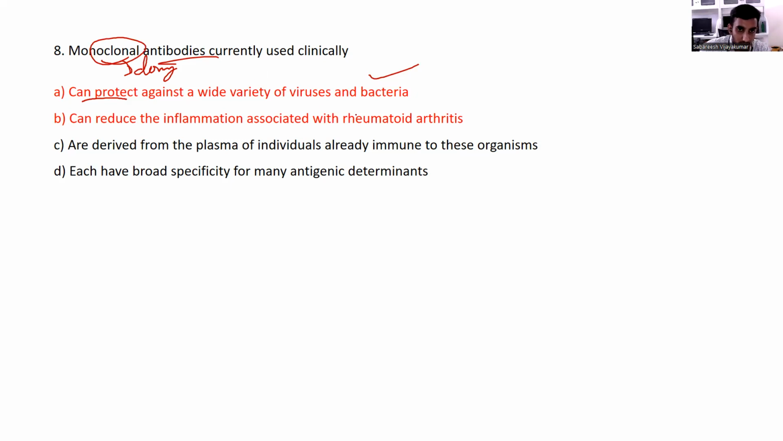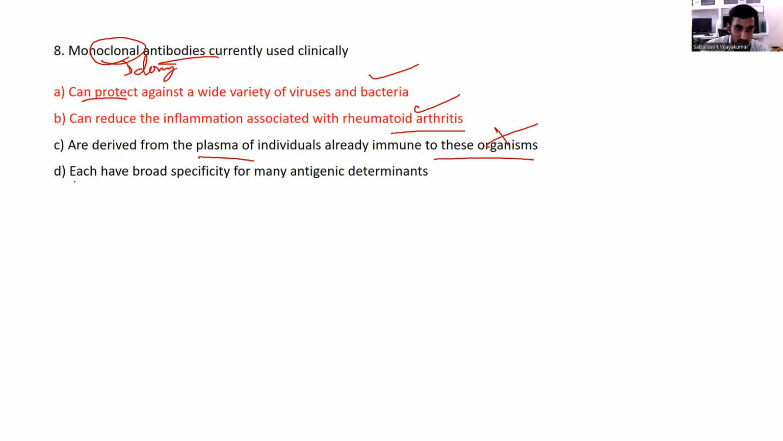Then, can reduce the inflammation associated with rheumatoid arthritis. So antibodies of the clonal type are specifically used for treatment. If the antibodies are created monoclonally against the rheumatoid type, then they can definitely be used for rheumatoid arthritis. So that option is also correct. Next option: derived from the plasma of individuals already immune to these organisms. No, they are not derived that way. So that option is wrong.